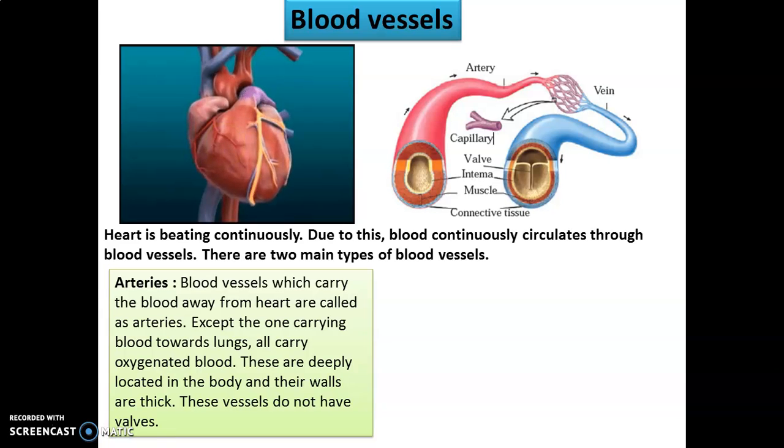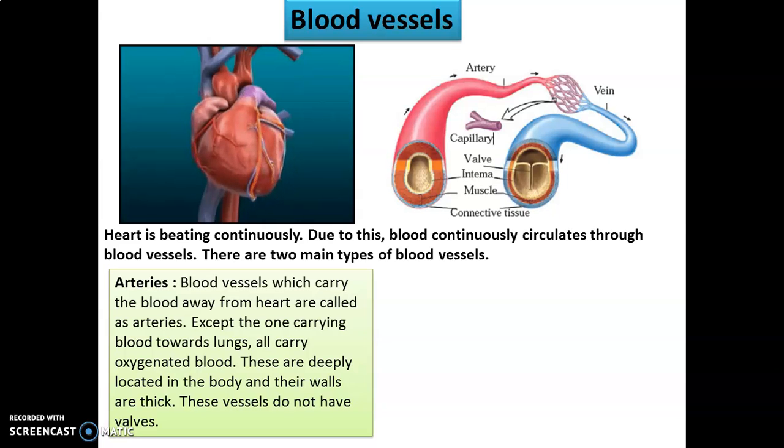Now what are arteries? The blood vessels which carry the blood away from the heart are called arteries. So from the heart the arteries take blood to various parts of the body. And except the one carrying blood towards the lungs, all carry oxygenated blood. So it is very important: our heart has oxygenated blood, and the blood is taken to various parts of the body with the help of arteries.